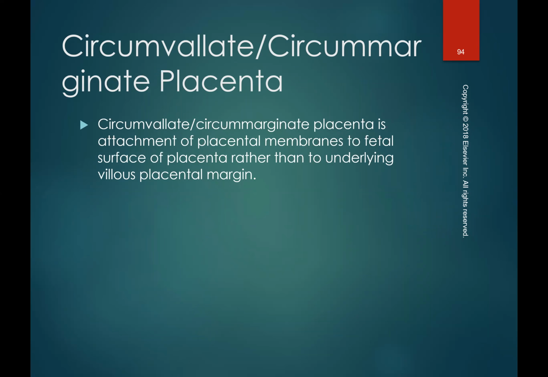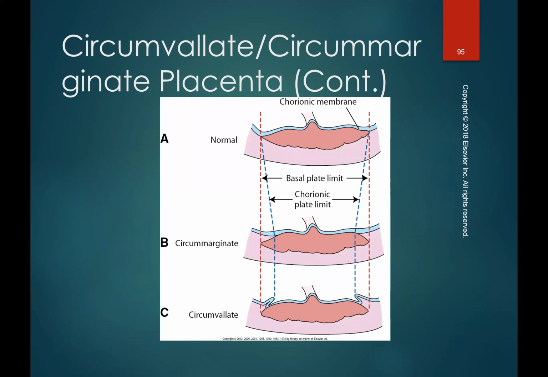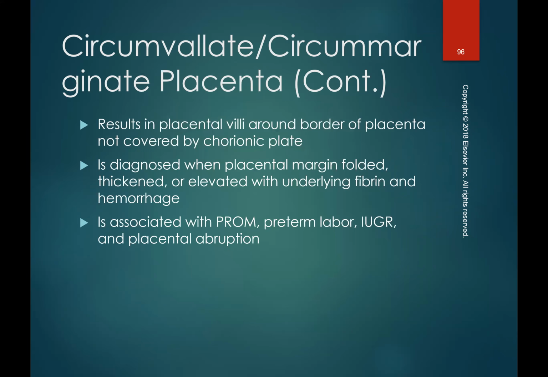So a circumvallate or circummarginate placenta is where the attachment of the placental membranes is to the fetal surface of the placenta, rather than to the underlying villous margin. So basically, the placenta tends to flip up, and I'll show you. This results in placental villi around the border of the placenta not covered by the chorionic plate, and is diagnosed when the placental margin is folded, thickened, or elevated within the underlying fibrin, associated with PPROM, premature rupture of membranes, preterm labor, IUGR, and placental abruption.